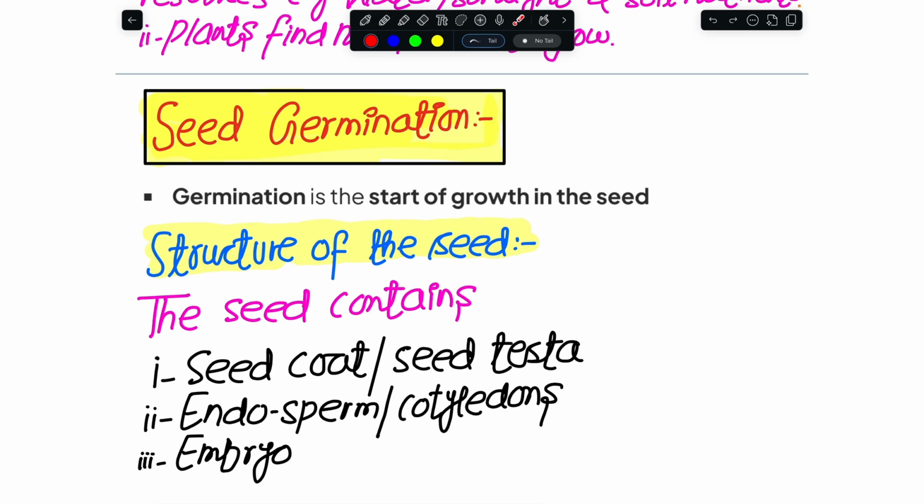So for that, it is important that all of you are very clear about the structure of the seed. Overall, the seed has three parts. The outside of the seed is the seed coat, or we call this the seed testa. Within the seed, we have the storage part, which goes with the name of the endosperm or the cotyledon. And then we have a young plant within the seed, and that goes with the name of the embryo.